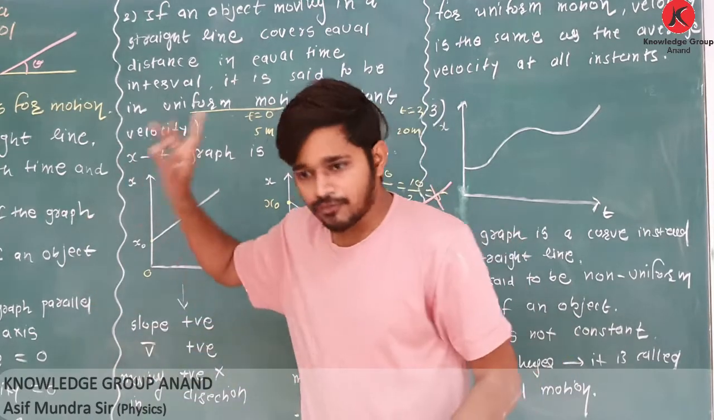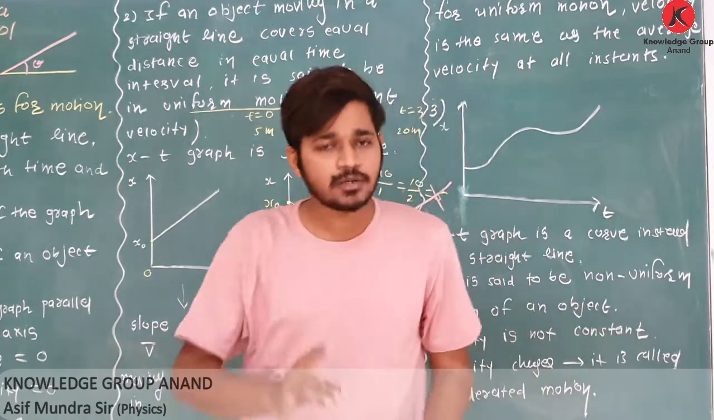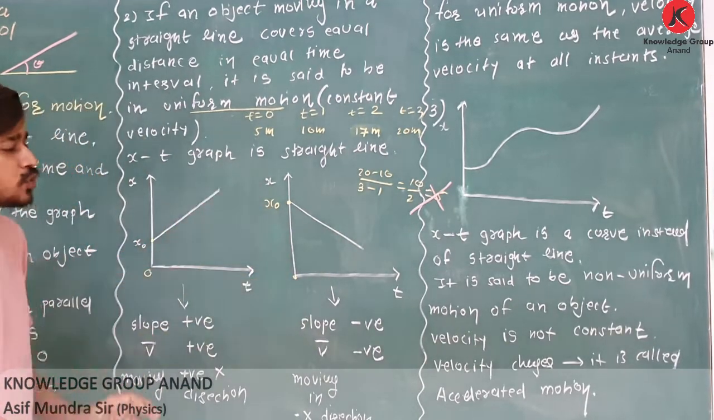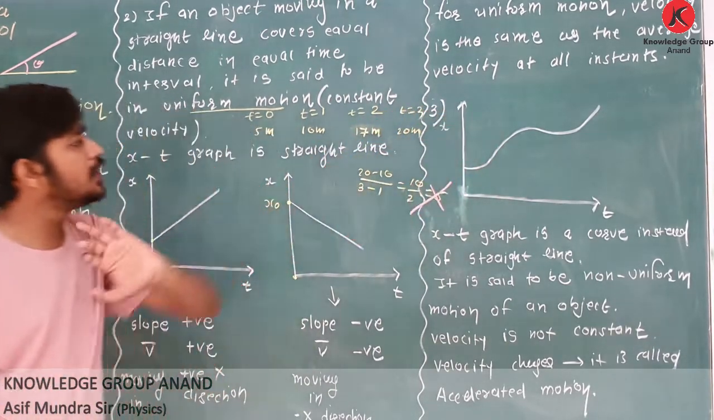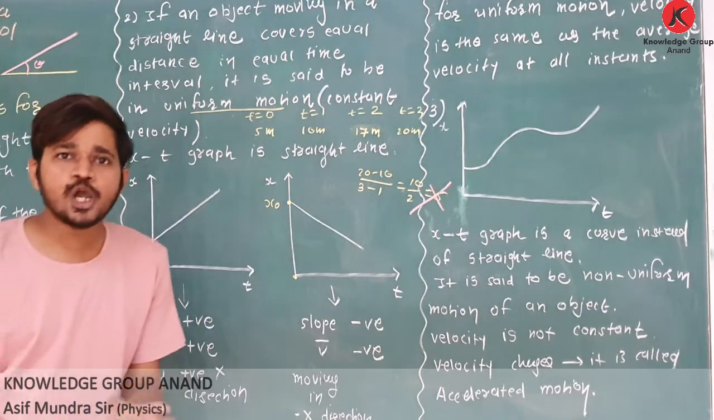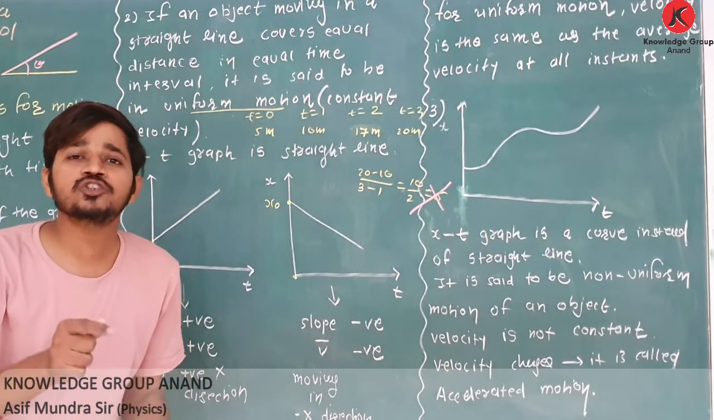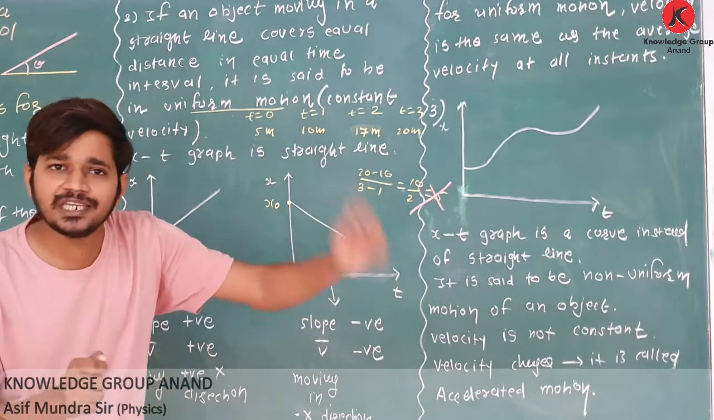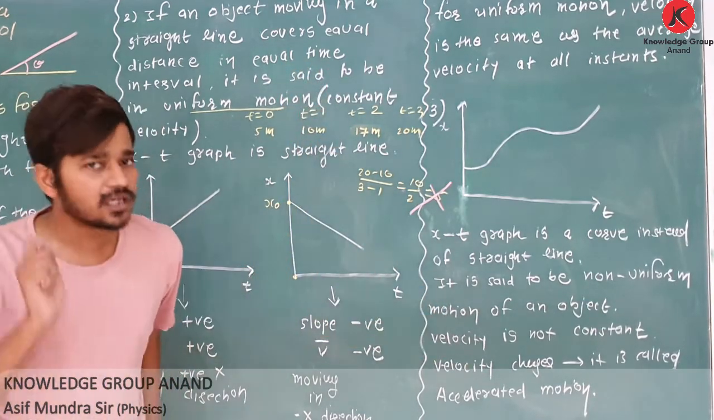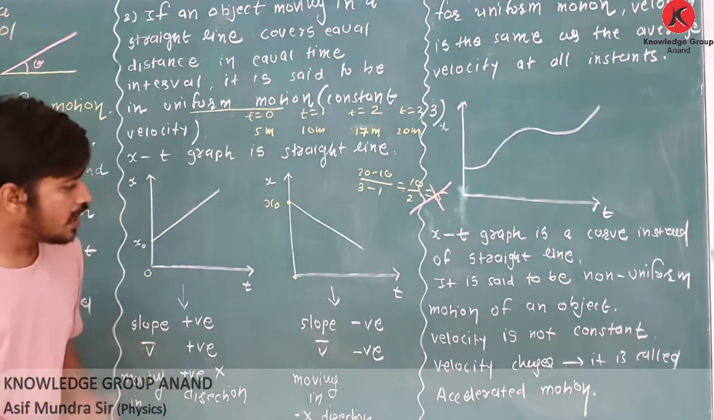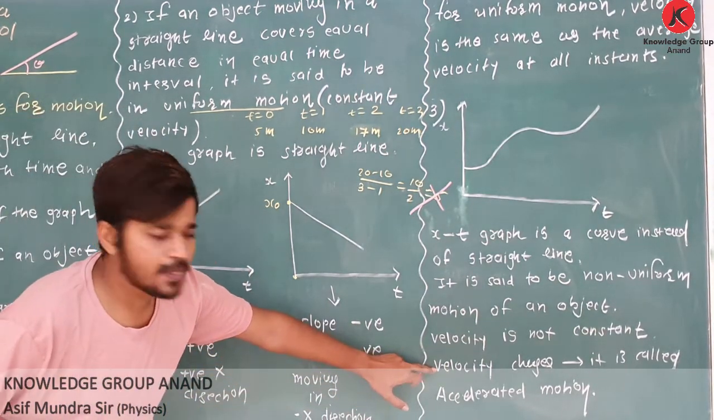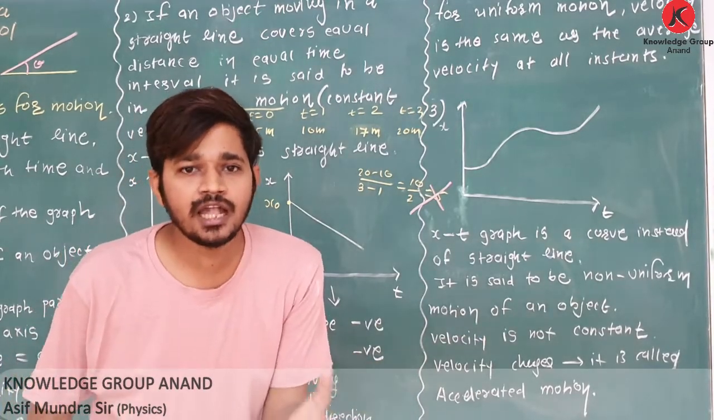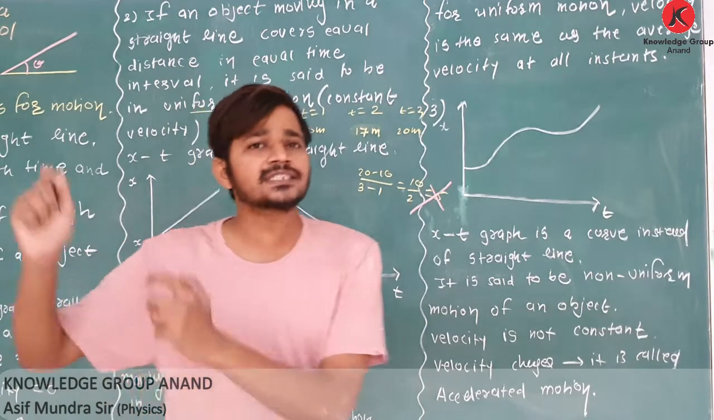See, this first graph explained was for rest, means stationary object. These two graphs are for uniform motion and this graph is for non-uniform motion. Remember, uniform motion means velocity constant. Non-uniform motion means velocity is not constant. Clear? Okay. Now, if velocity changes, then it is called accelerated motion. So, what is acceleration? Okay, that we will discuss in next lecture.